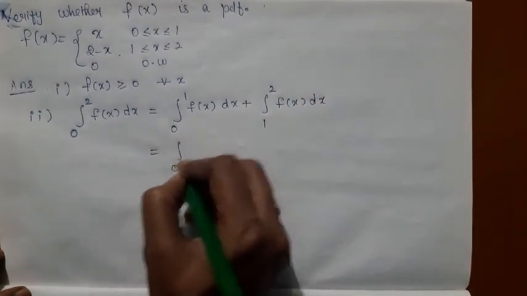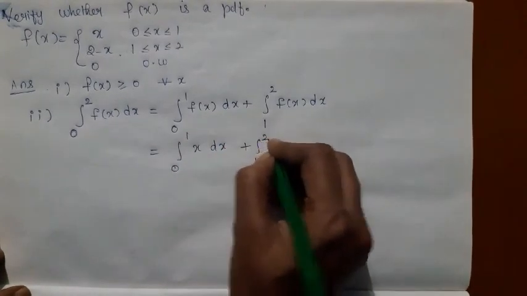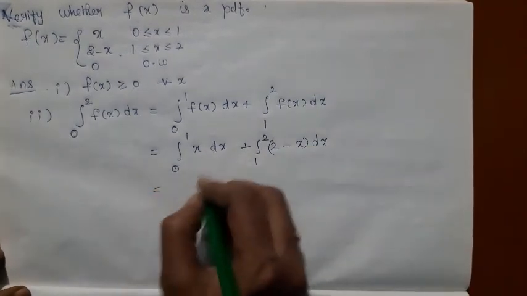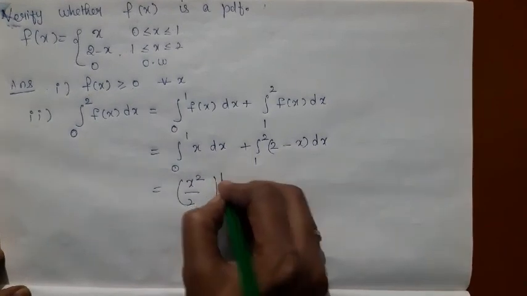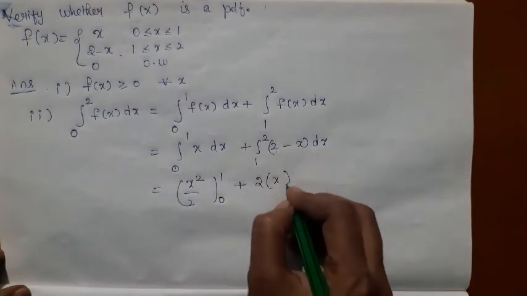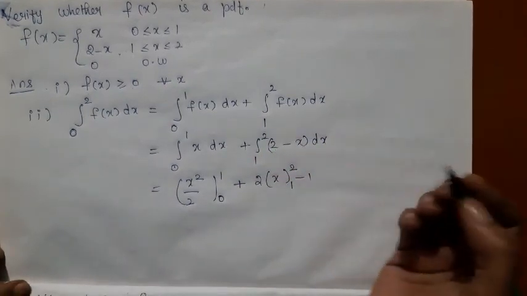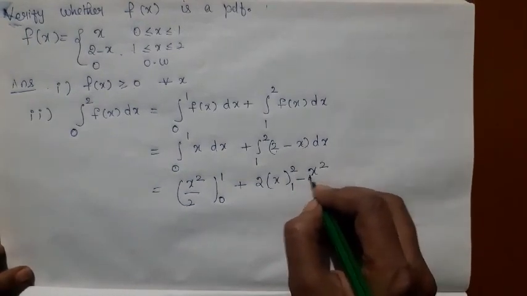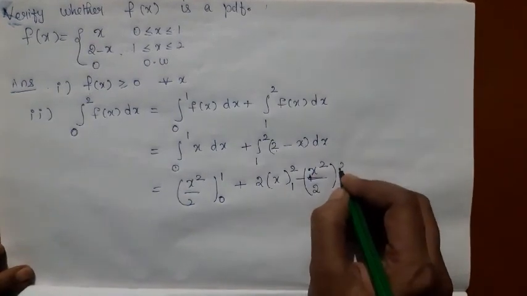From 0 to 1, f of x is x, and from 1 to 2, f of x is 2 minus x. Fine. So, x on integration gives x square by 2. Put the limit from 0 to 1. 2 on integration gives 2x. Let us have the limit from 1 to 2 separately, or you can do it together as per your wish. X on integration gives x square by 2, and the limit is from 1 to 2.